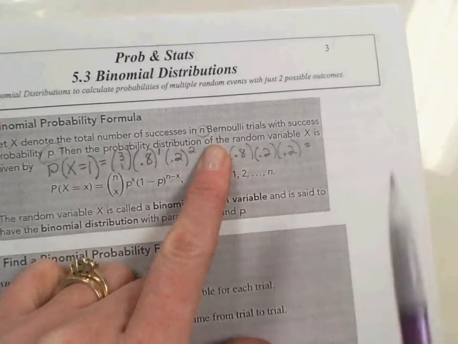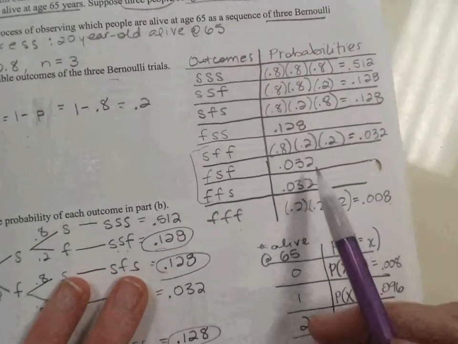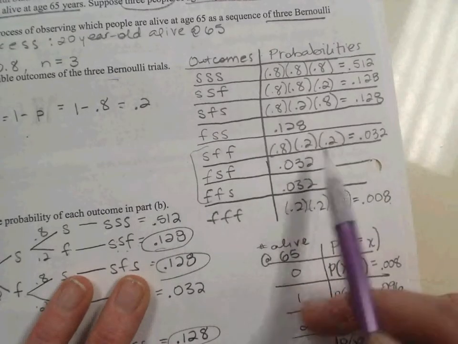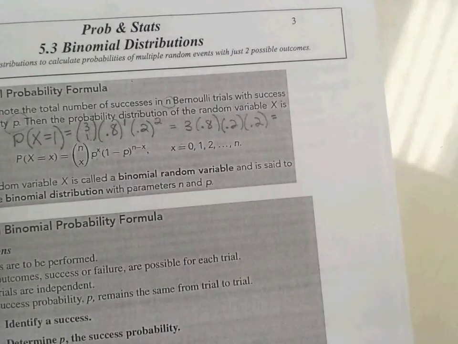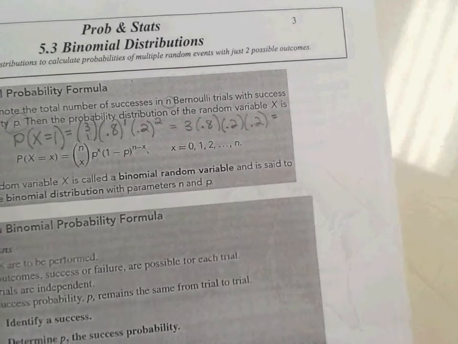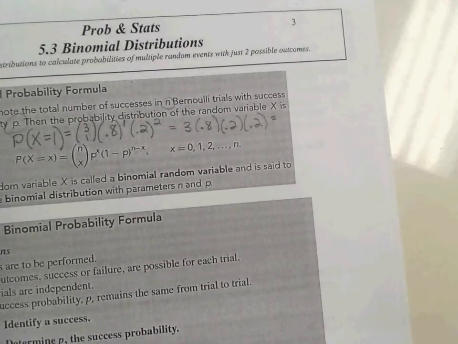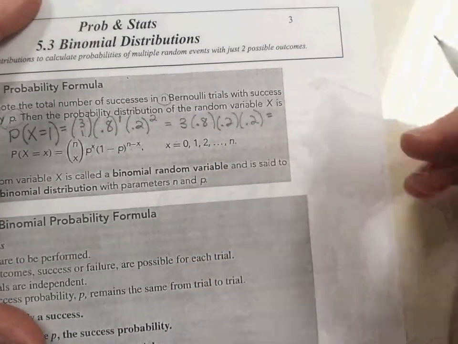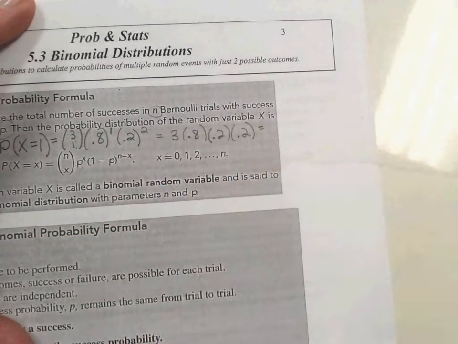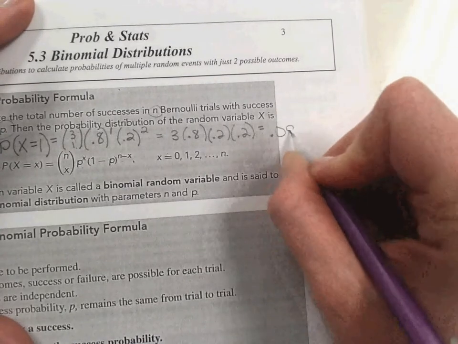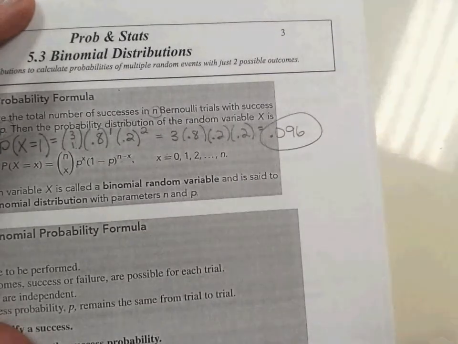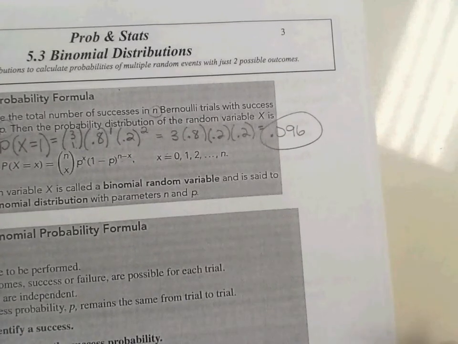This should look real familiar, right? We just did that: 0.8 times 0.2 times 0.2, and then there's 3 of those. That's where the 3 comes from. Hopefully, having done that first example, you have a little understanding of where all the parts come from. It's not just me throwing a formula at you and saying, here, now use it. And then what do we get? 0.096. Same as we got in the probability distribution.